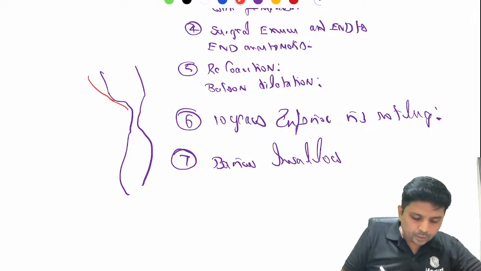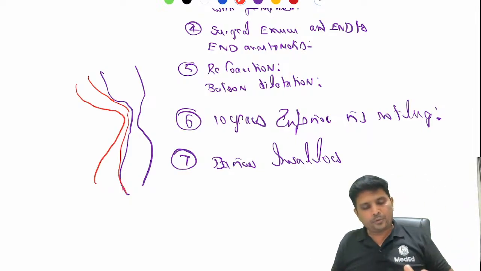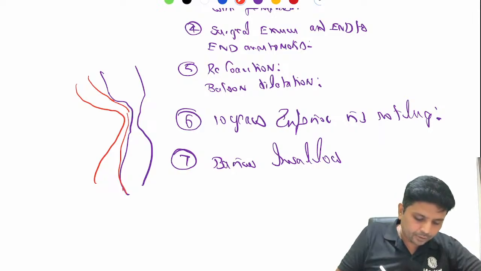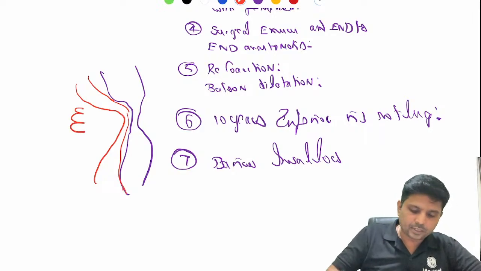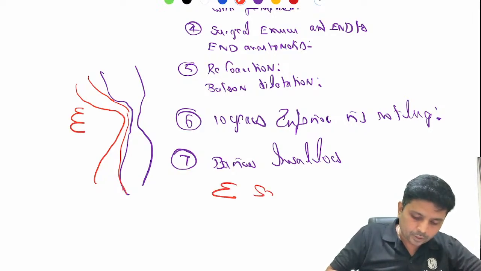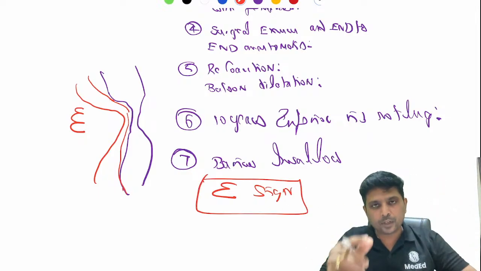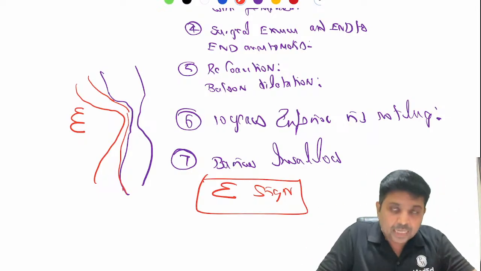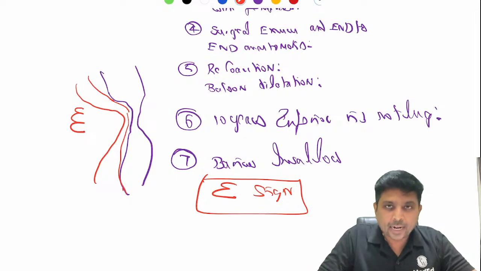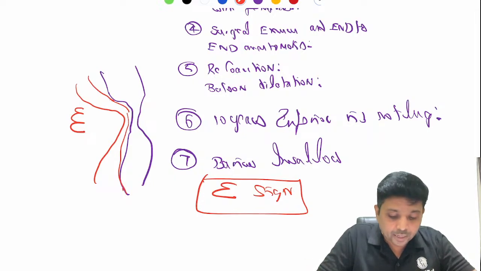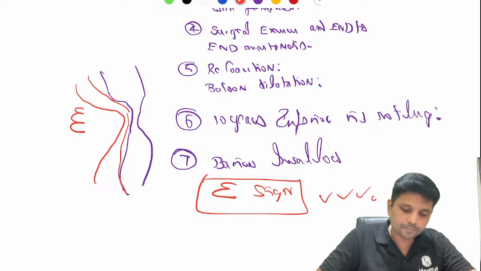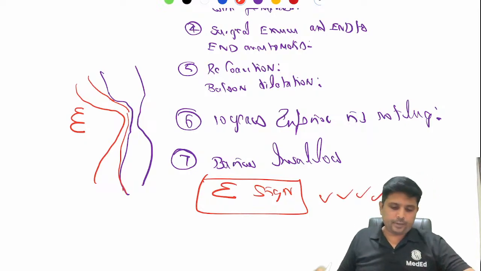So in barium swallow, what will happen? You will have a reverse E sign. This E sign in barium swallow is because of the impingement of the dilated pre-stenotic and post-stenotic coarctation over the esophagus, leading to the E sign.